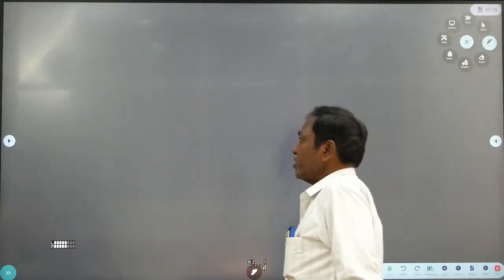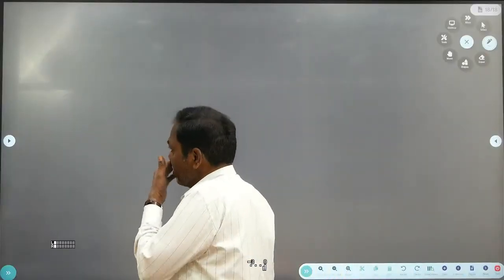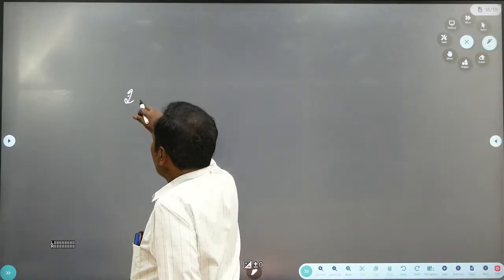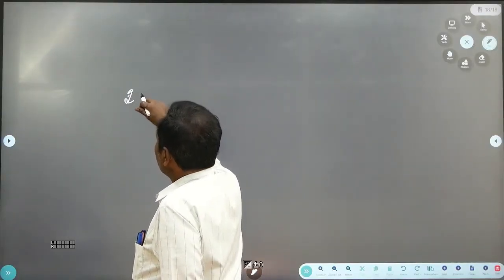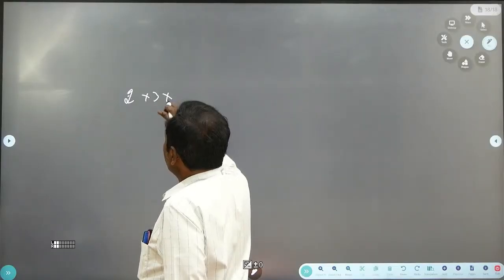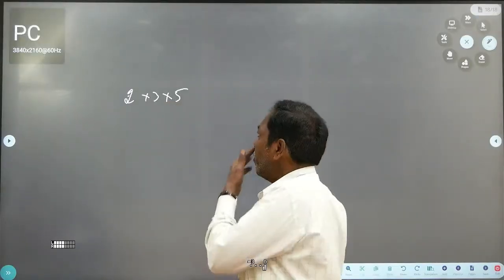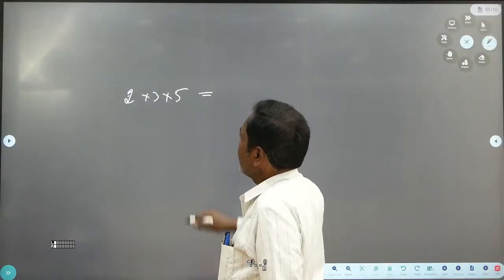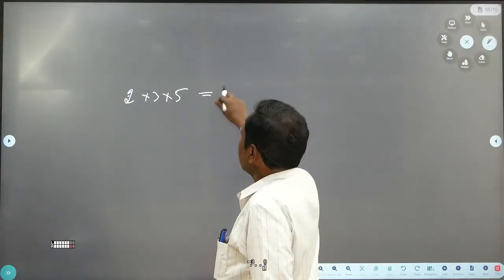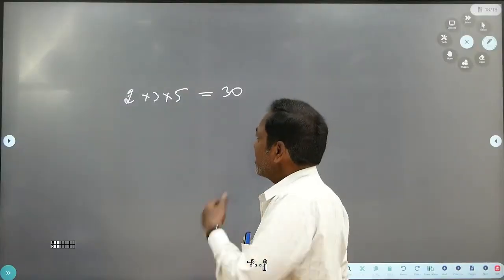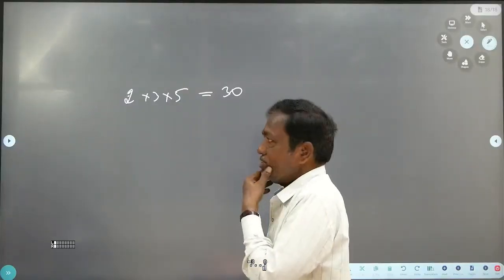Right. Now we can see factors. For example, 2 into 3 into 5, let us say. 2 into 3 into 5. What is the value of this? 2 sixes are 6, 6 into 5 is 30. 30 we will get. Okay. These are the prime factors, you can call it factorization.